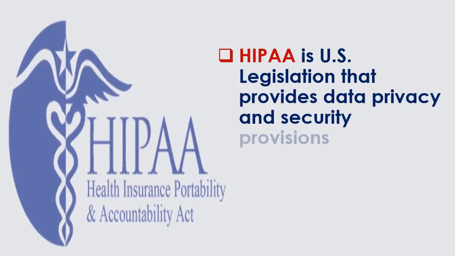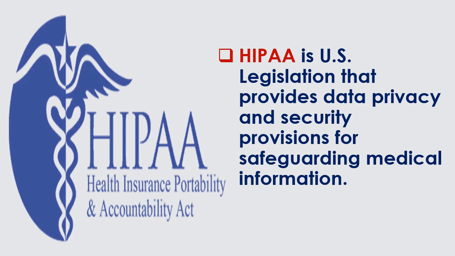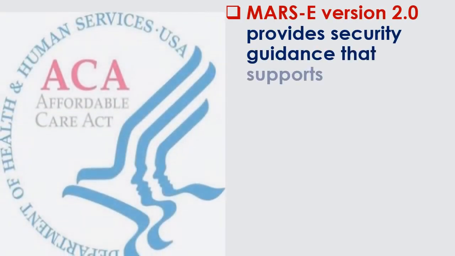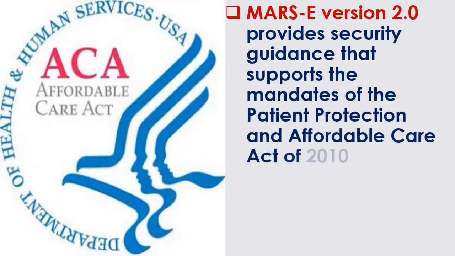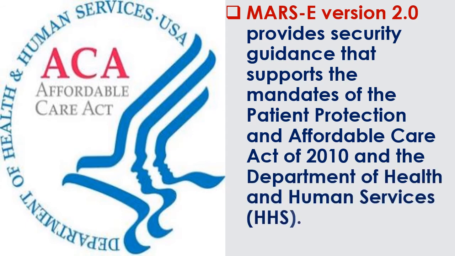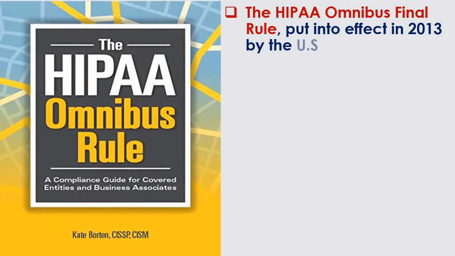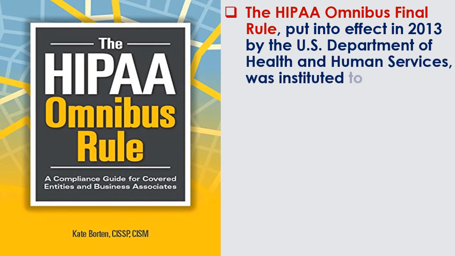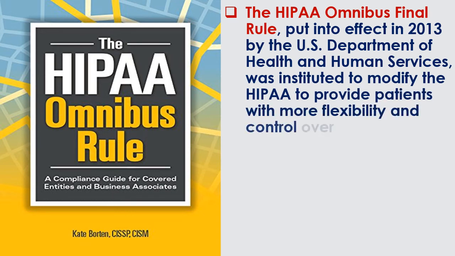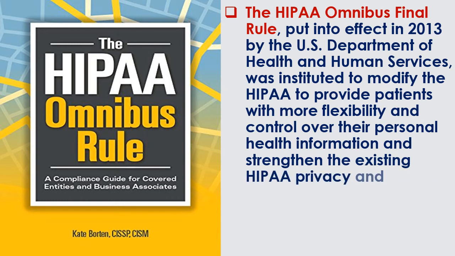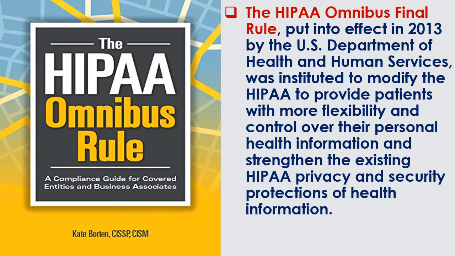HIPAA is US legislation that provides data privacy and security provisions for safeguarding medical information. MARS-E version 2 provides security guidance that supports the mandates of the Patient Protection and Affordable Care Act of 2010 and the Department of Health and Human Services. The HIPAA Omnibus Final Rule, put into effect in 2013 by the U.S. Department of Health and Human Services, was instituted to modify HIPAA to provide patients with more flexibility and control over their personal health information and strengthen the existing HIPAA privacy and security protections of health information.